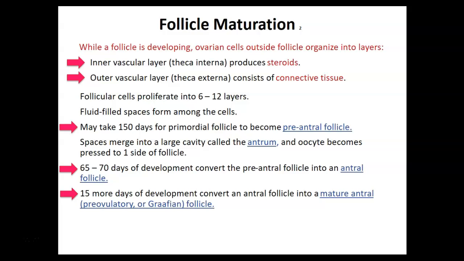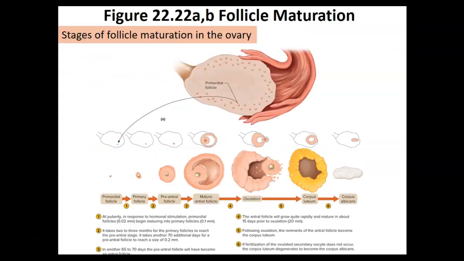Then you're going to have a layer of tissue around this, the outer layer called the theca externa, and this is all connective tissue. Follicular cells are going to grow and divide into anywhere between 6 and 12 layers. It just depends on where you're at in the follicle, and it depends on the woman herself, but there's an average of between 6 and 12 layers. There are going to be little fluid-filled spaces among the cells. We talked about anywhere from 60 to 90 days back here to get your primordial follicle maturation.